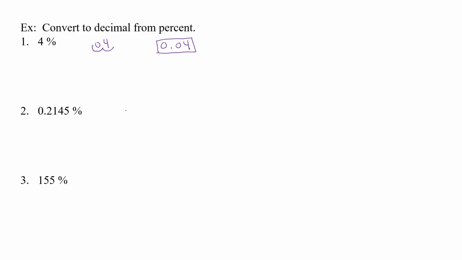Same thing here. We're going to drop the percent sign, and then we're going to move our decimal 2 places to the left. So I better add some zeros. So 1, 2, and so our answer would be 0.002145. And that would be our decimal representation of this percent.